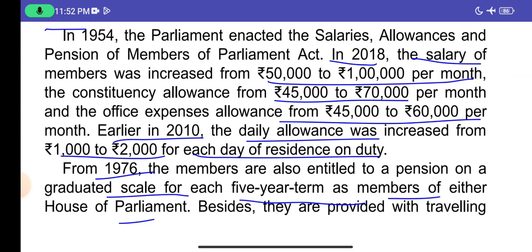In 1954, the Parliament enacted the Salaries, Allowances and Pension of Members of Parliament Act. In 2018, the salary of members was increased from 50,000 to 1 lakh per month. The constituency allowance from 45,000 to 70,000 per month, and the office expenses allowance from 45,000 to 60,000 per month. Earlier in 2010, the daily allowance was increased from 1,000 to 2,000 for each day of residence on duty.